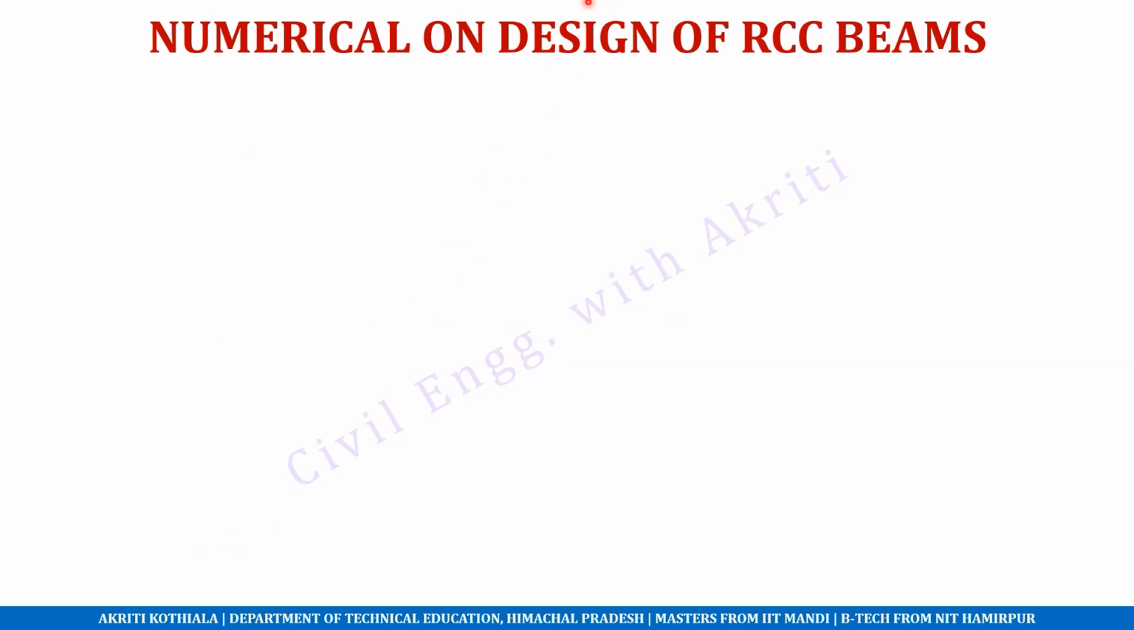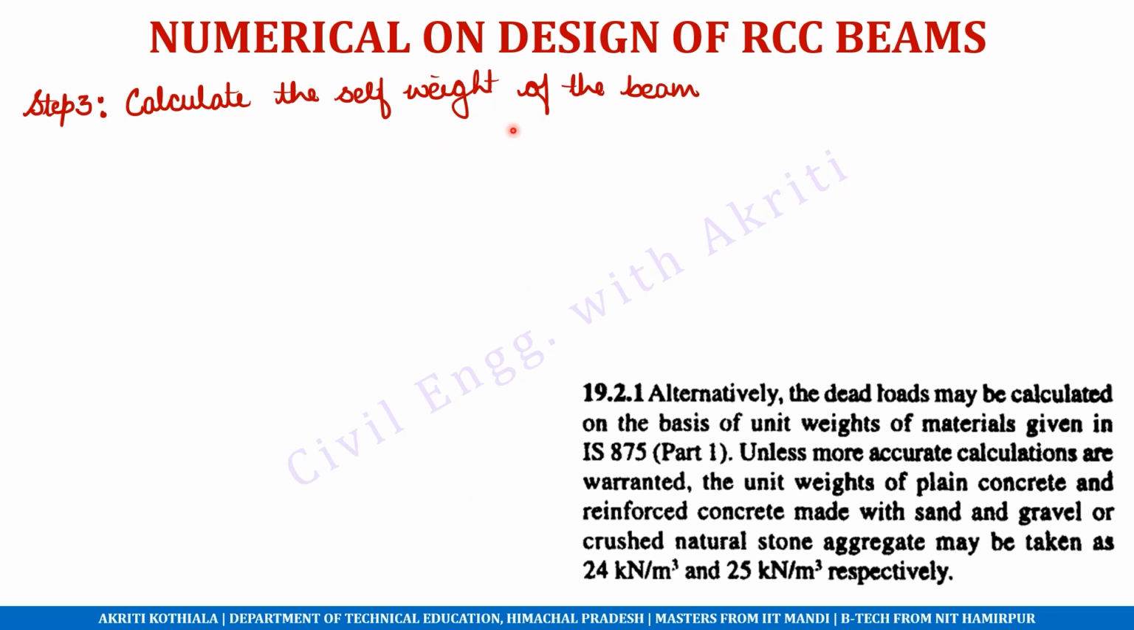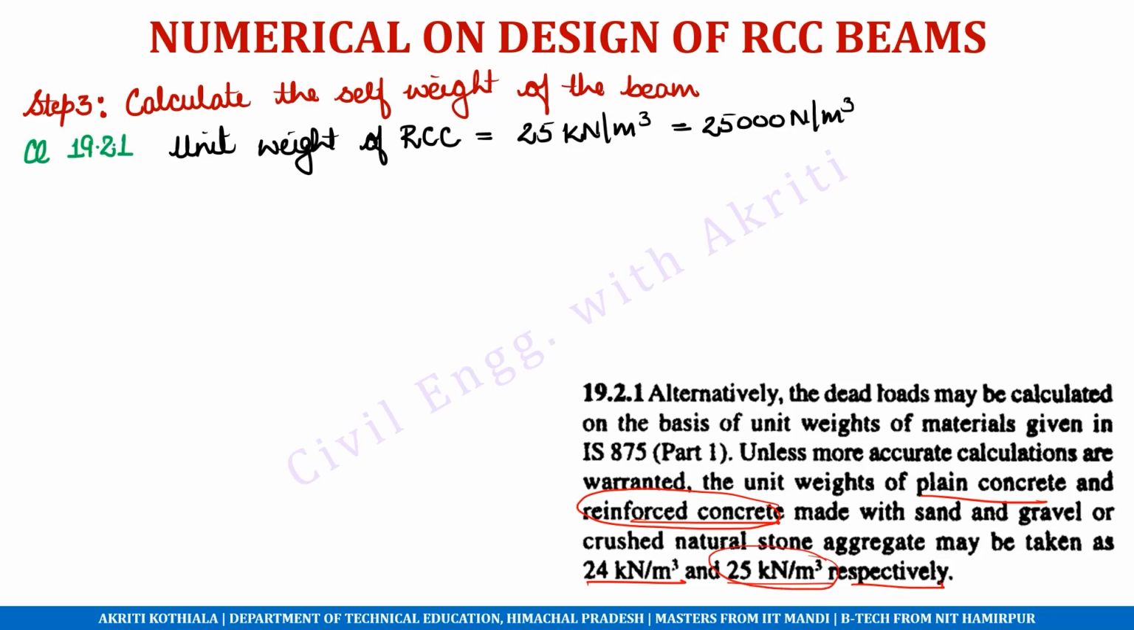Now moving on to the next step, we calculate the self-weight of the beam. To calculate the self-weight of the beam, we require the unit weight of concrete. From clause 19.2.1, we have that for plain concrete and for reinforced concrete, the unit weight is equal to 24 kilonewton per meter cube and 25 kilonewton per meter cube respectively. Since we are considering it to be an RCC beam, our unit weight for concrete will be equal to 25 kilonewton per meter cube, which is 25,000 Newton per meter cube.